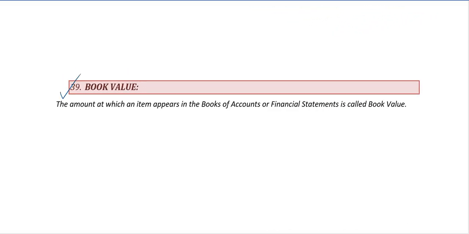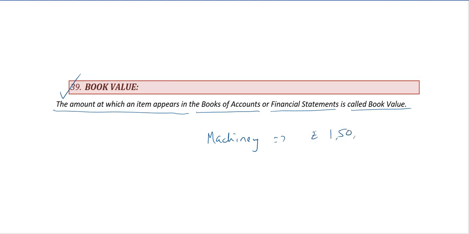39th term, book value. The amount at which the item appears in the books of accounts or financial statements is called book value. So, let's say a particular machinery appears in the balance sheet on the asset side at rupees 1,50,000. Then the book value of machinery is said to be 1,50,000. So, that is book value, the amount at which an item appears in the books of accounts or financial statements.